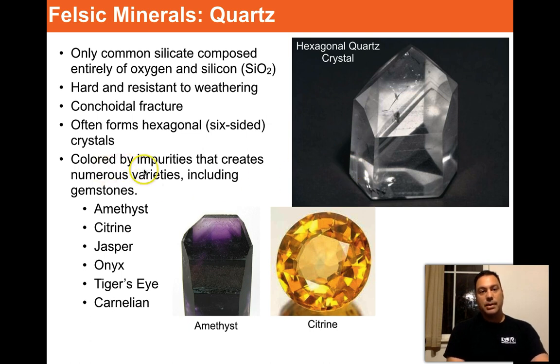And it's typically colored by impurities that creates numerous varieties, including gemstones, right? Amethyst, citrine is another common one. Jasper, onyx, tiger's eye, carnelian. These are all varieties of a simple formula called quartz, SiO2. They're all varieties of exactly the same mineral.